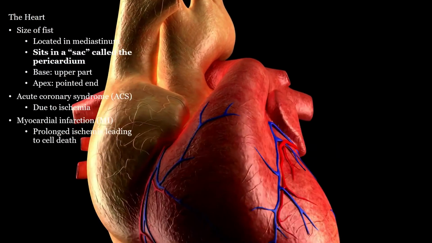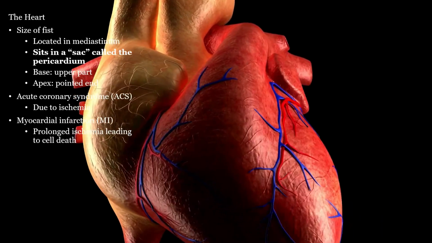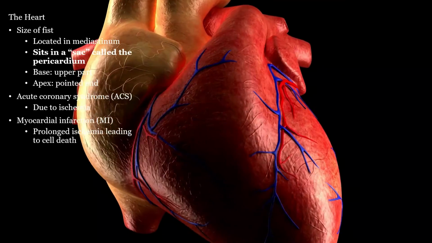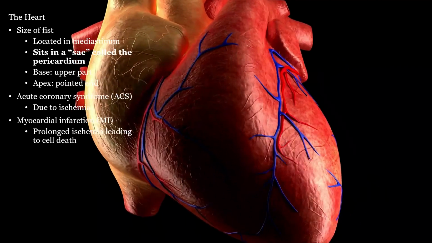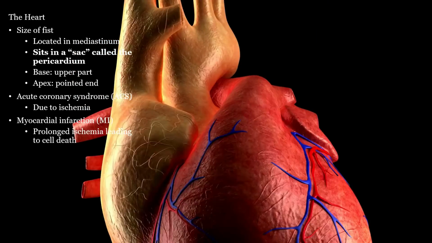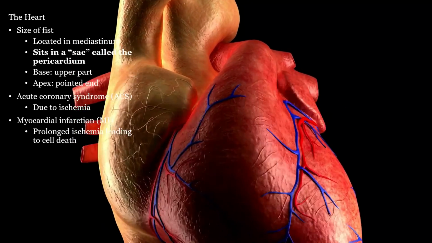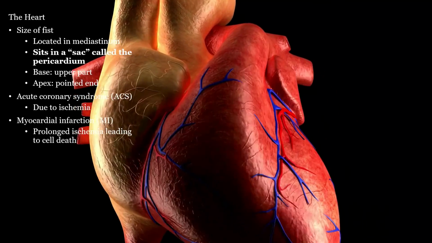Now on to the heart. It is the size of a fist normally and is a miraculous organ that beats from fetal life to the day we die. Just think of all the beats this organ must do without stopping in an average 70 to 75-year lifespan. It sits in a sac called the pericardium, which protects it. It is located in the mediastinum between the lungs.